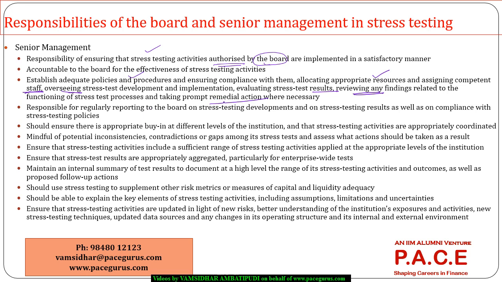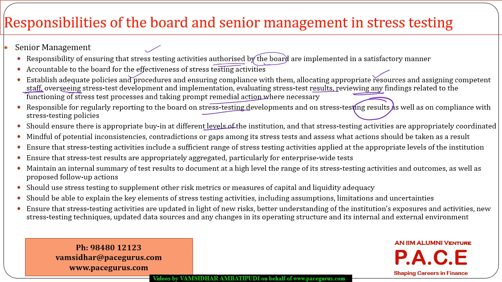So they will be reporting to the board on the important developments in stress testing, right? What are the improvements that the teams have made with respect to the stress testing models? What are the new results out of the stress tests that are performed? And to what extent is there compliance with the policies? That's a regular reporting the senior management would be doing to the board to ensure that the stress testing is seriously implemented across all the levels in the organization.